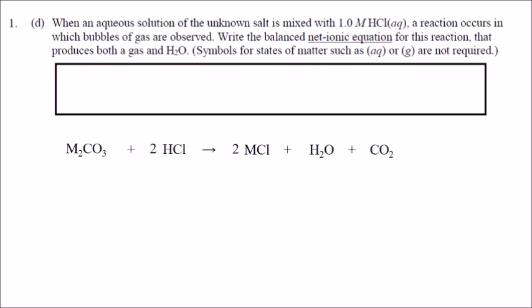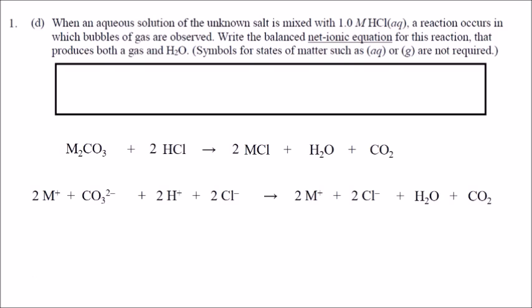We'll balance the equation by putting a 2 in front of the HCl and a 2 in front of the metal chloride. And in terms of solubility, the metal carbonate is an alkali metal carbonate, which is soluble in water. So that gets split up into its ions. Hydrochloric acid is a strong acid. That also gets split up into its ions. The metal chloride is soluble. That gets split up into its ions. Then we have water and CO2.